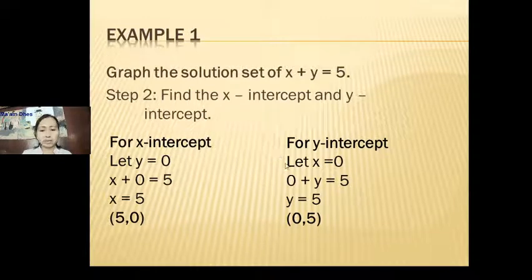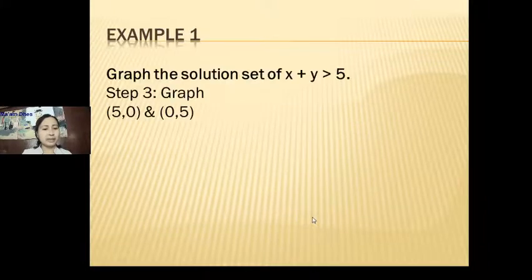For the y-intercept, we have to let x be equal to 0. So again, substituting in our equation, you have x is 0 plus y is equal to 5. Therefore, you have y is equal to 5. If your x is 0, your y is 5. So that will be our second point. Okay, let's graph it now.